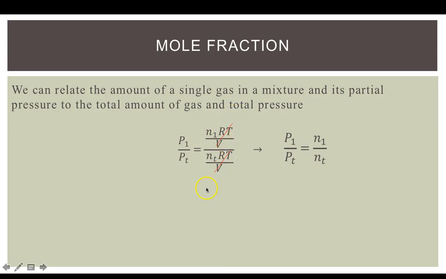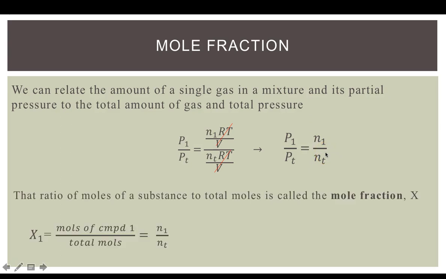What we'll see is both of these R times T over V cancel out, and we find this ratio: the partial pressure of component 1 in relation to the total pressure of the system is equal to the molar ratio of the number of moles you have of component 1 to the total number of moles in that system. We call this ratio of N1 to Nt, the number of moles of component 1 to the number of moles of the total components, the mole fraction, or chi. It looks like the letter X, but it's the Greek letter chi.